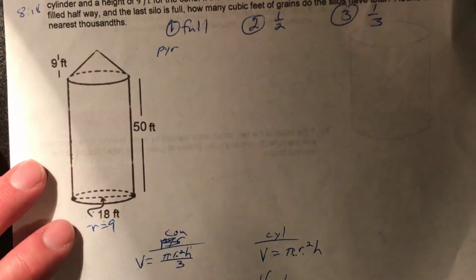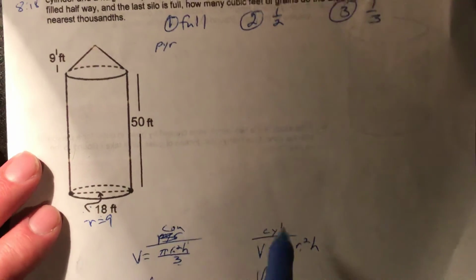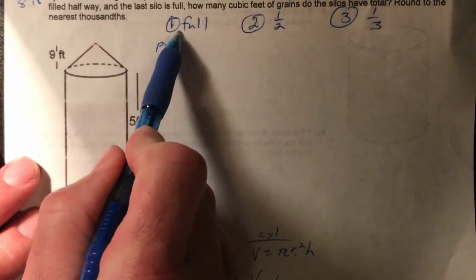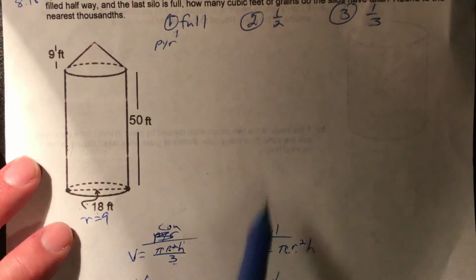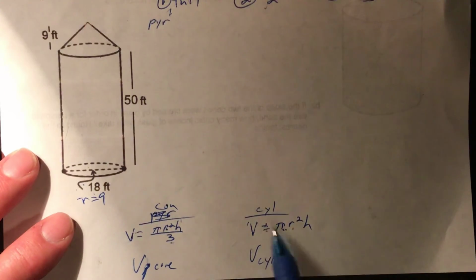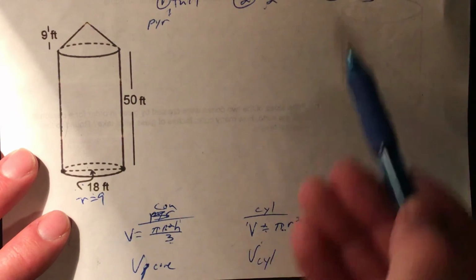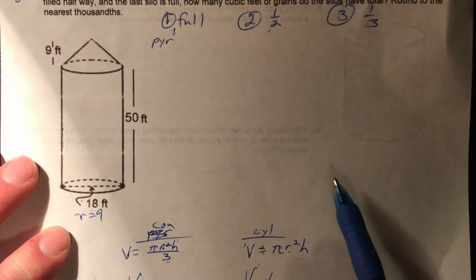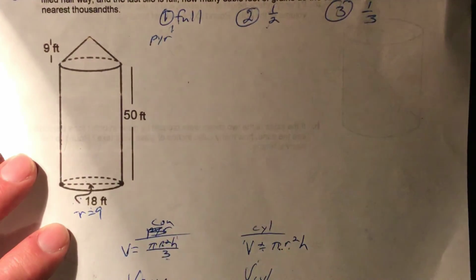Again, find the volume of the cone and the volume of the cylinder. For the one that's full, add those two up. For the one that's a half, we only use the cylinder. Multiply that by a half. The one that's a third, we only use the cylinder. Multiply by a third. Add all three up. That's it.